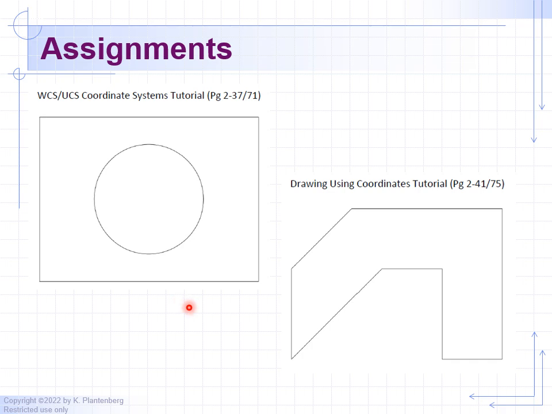In terms of what you're specifically responsible for, this is what it should look like. That should be what your user coordinate system drawing looks like. It's essentially a box with a circle in it, but keep in mind the dimensions are very important. So it should look exactly like that. Then we have drawing using coordinates, and that's going to be this kind of U-shaped object here. But again, these angles should be exact. These distances should be exact. You need to use your coordinates to create this object.